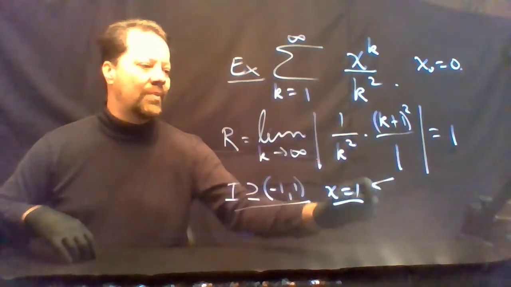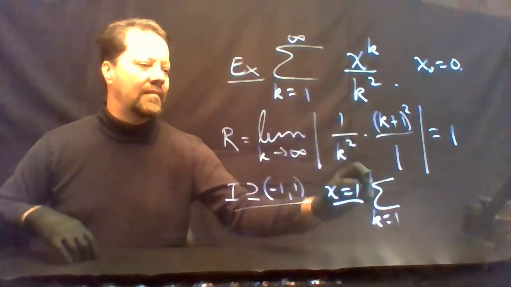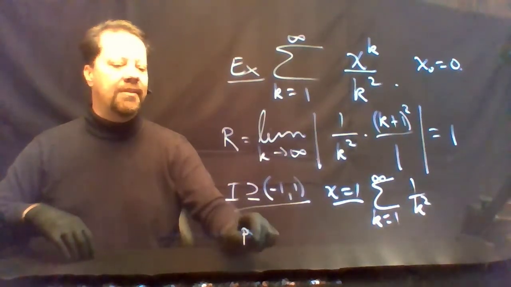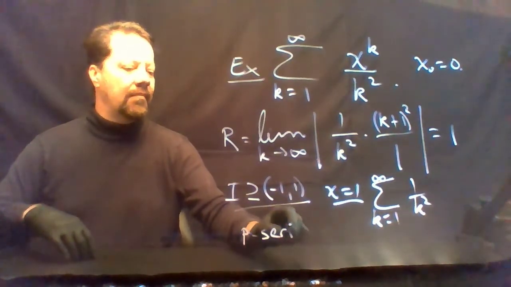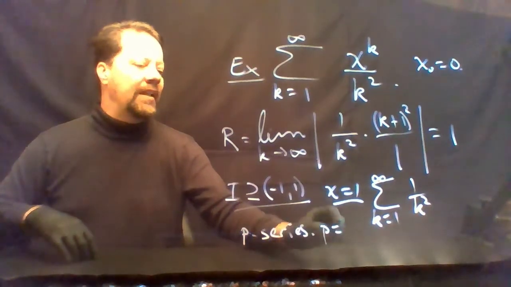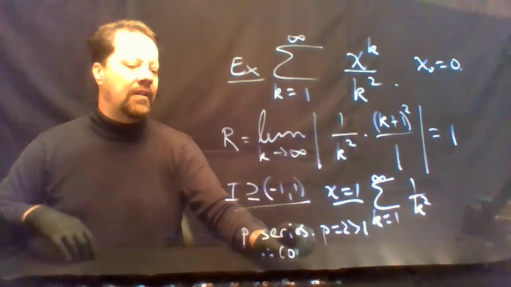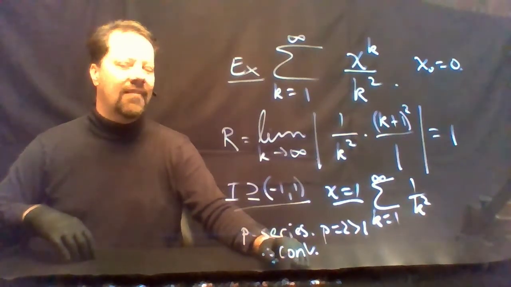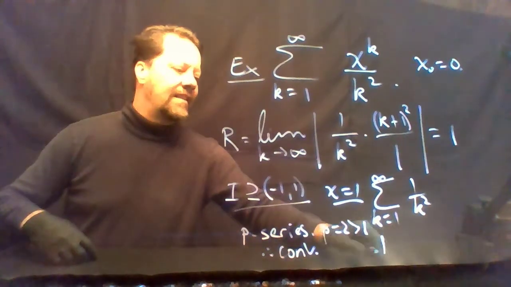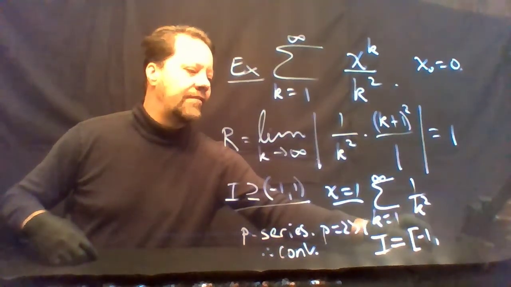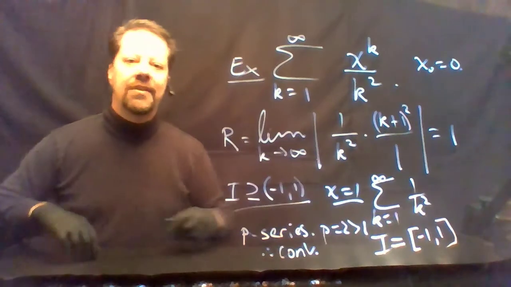At x equals 1, we have a p-series, p equals 2, which is greater than 1, and therefore it converges. We see then that the interval of convergence is equal to everything from negative 1 to 1, inclusive of the endpoints.